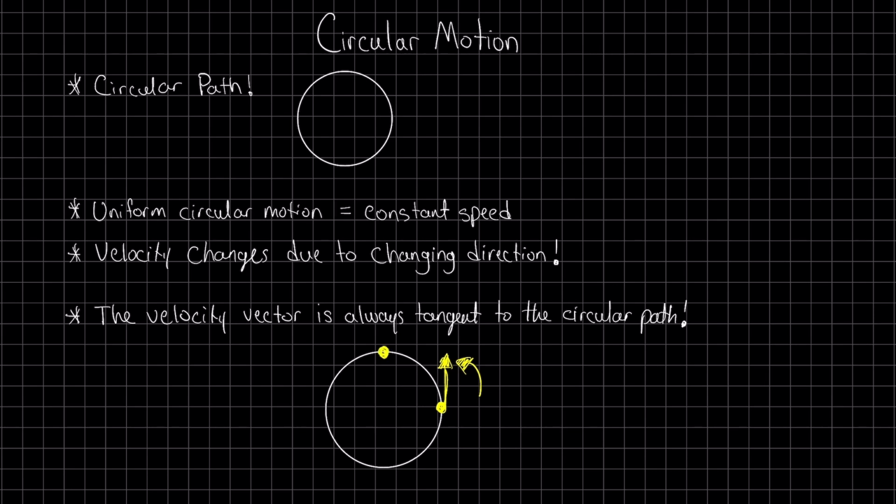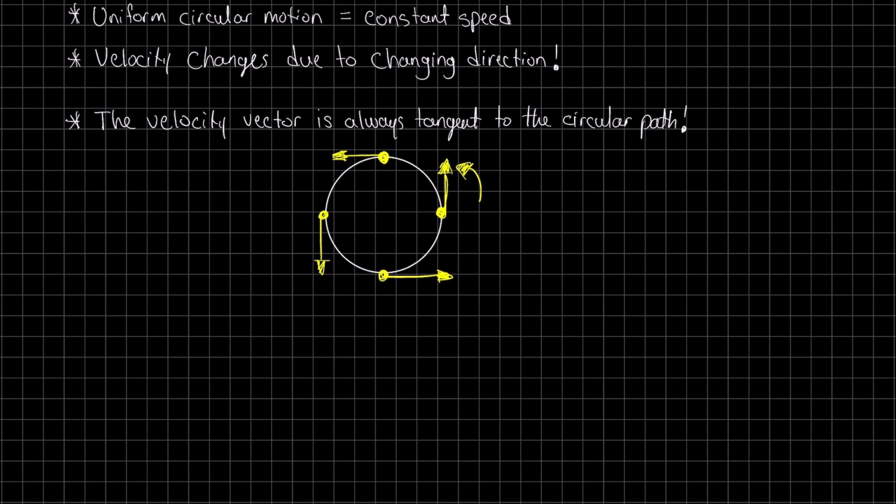If the object were here, then the velocity would point tangent. If it were here, it would point tangent, which is straight down. And if it were here, it would just point straight towards the right, only touching the circular path at that one point. To maintain circular motion, the direction of the velocity must continuously change, which requires acceleration, even if the speed is constant. This acceleration is called centripetal acceleration.